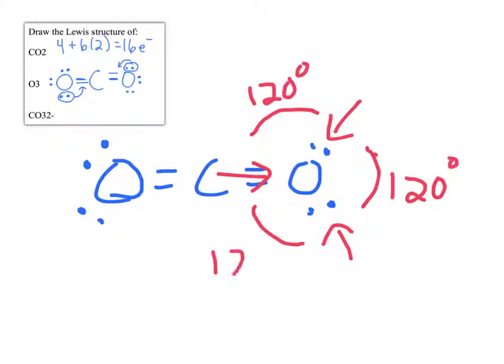So it's not actually a bond angle in this case because it's just lone pairs, but it's a good habit to get into, and it makes us think about that separation of electron groups, which will be helpful when we talk about the valence shell electron pair repulsion theory.